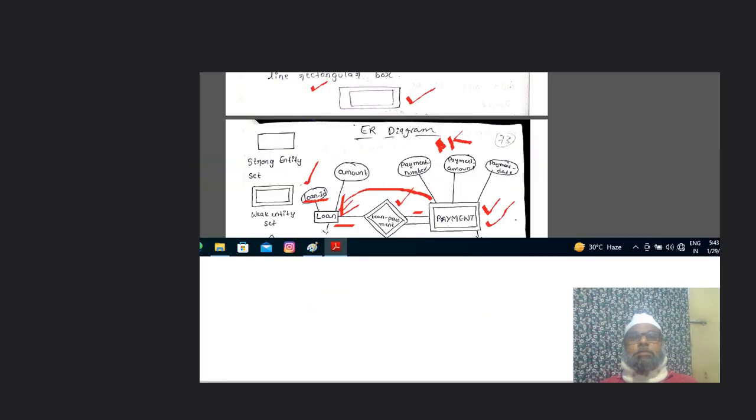The relationship between the strong entity set and the weak entity set is represented by the identifying relationship, that is, the double line diamond symbol. Okay, thank you. So this is regarding the classification of strong entity sets and weak entity sets.